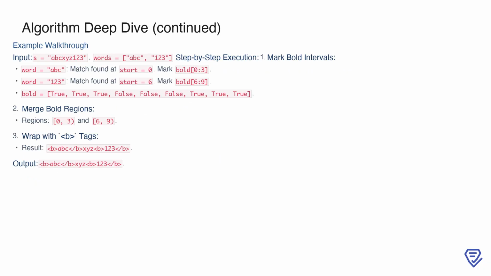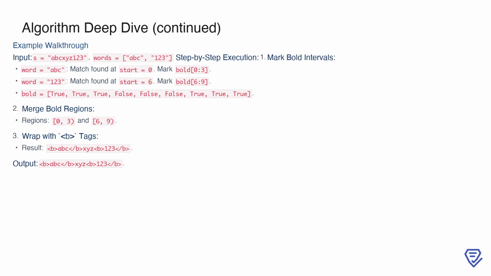Let's walk through an example to see the algorithm in action. Given the input string S equals "abc xyz 123" and the word list words equals ["abc", "123"], we start by marking bold intervals. The word abc is found starting at index 0, so we mark bold[0:3] as true. The word 123 is found starting at index 6, so we mark bold[6:9] as true. This results in the bold array being true, true, true, false, false, false, true, true, true.